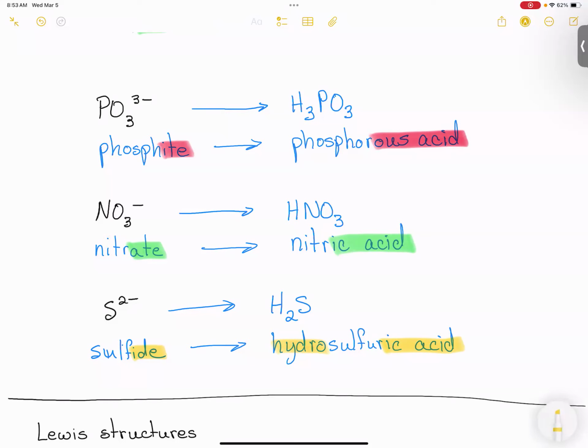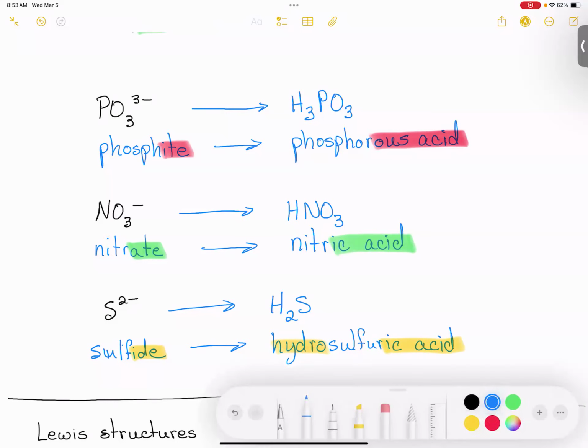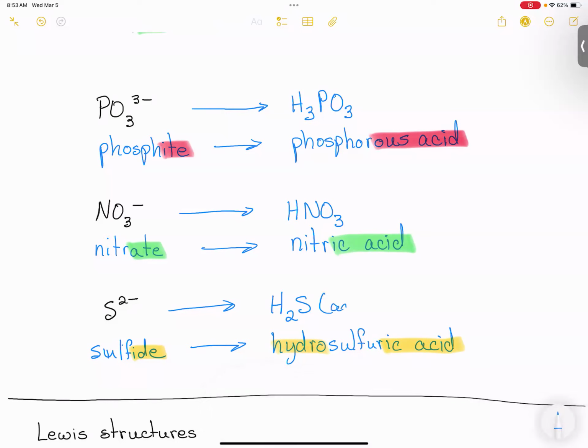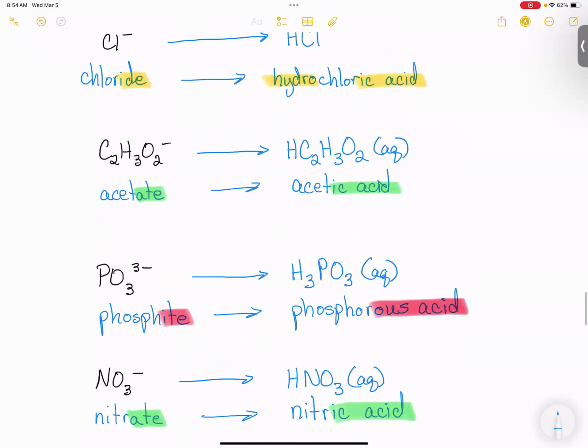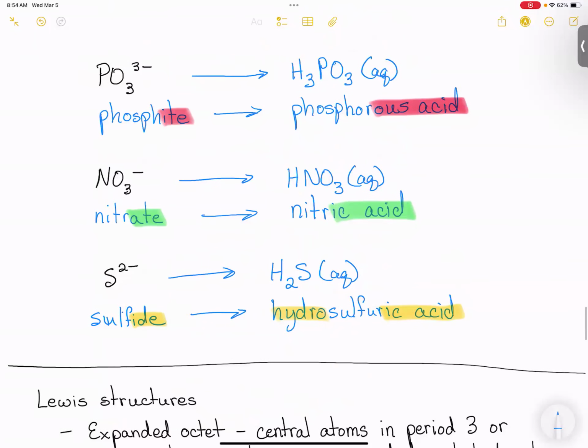Now, to finish out these formulas, one of the things that I should have been doing is I should have been stating that they are aqueous, just to separate them from other forms. Everything should have been listed as aqueous. Questions?